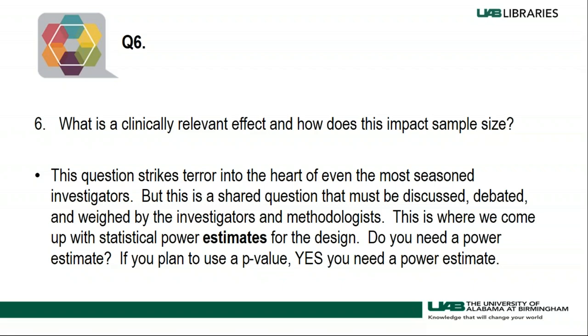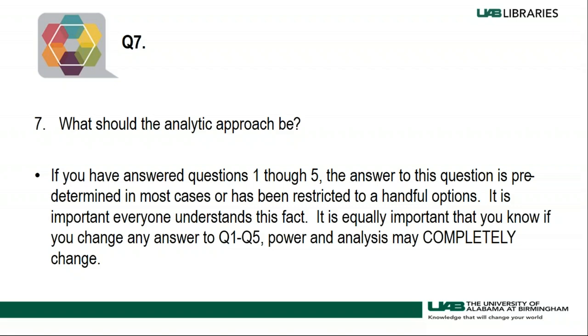actually the analysis. And then what is the answer? If you've answered 1 through 5, notice I can put 6 in there. Everything is determined by 1 through 5. Everything I need to know to get to the completely fleshed out design and analysis is at 1 through 5. The answer to these questions is predetermined in most cases and has been restricted to a handful of options. It is important everyone understands this fact. If you've answered 1 through 5, in any order.